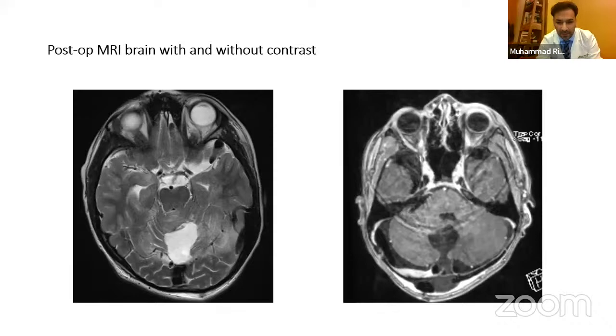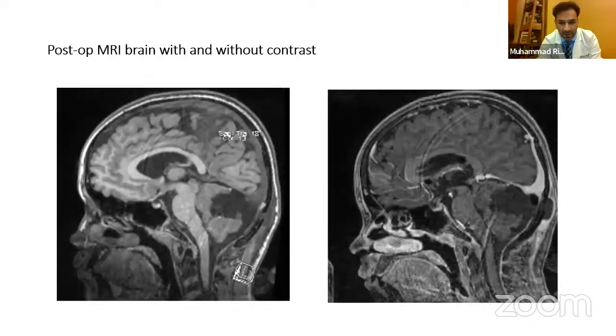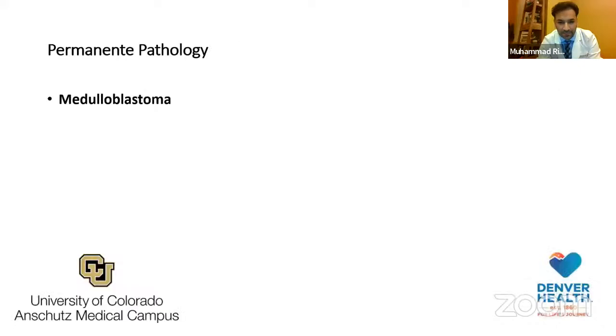Unfortunately, frozen was medulloblastoma, but later on I'm going to explain this to you. The permanent pathology was medulloblastoma as well. So the post-op images show pretty much gross total resection of the lesion, no residual, and on sagittal post-op images, no residual tumor. The permanent pathology came back with medulloblastoma. Unfortunate kid, but this is what it is. He went to radiation, and he is still having his radiation.